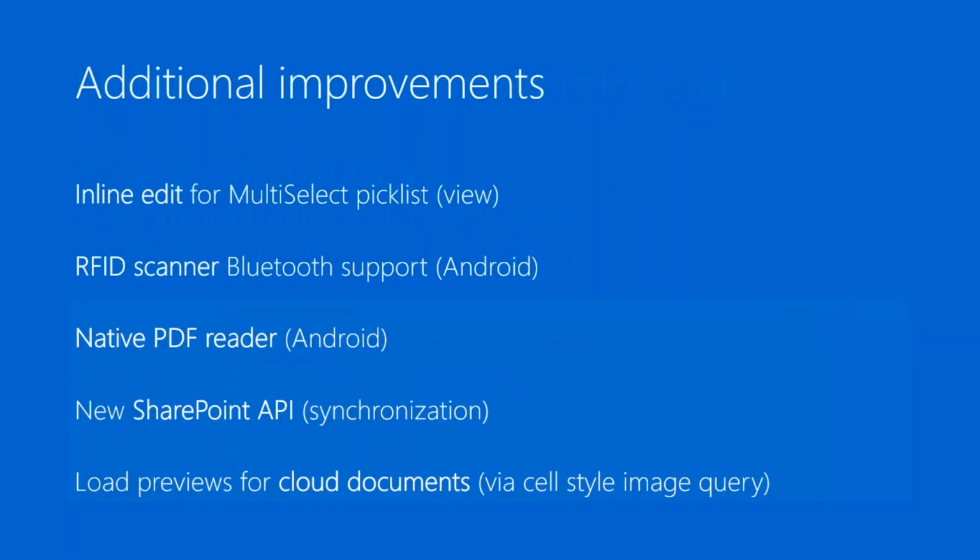So this one will allow you to use the new features in HTML and JavaScript, which you wouldn't be able to use otherwise. There are a lot of other new features like inline editing for multi-select pick lists on views. We now support Bluetooth RFID scanner on Android, and on Android we also have a native PDF viewer, which is rendering the PDF files in a little bit different, nicer way. We have improved the synchronization of SharePoint using the new SharePoint API or web services, which was long overdue, I have to say.